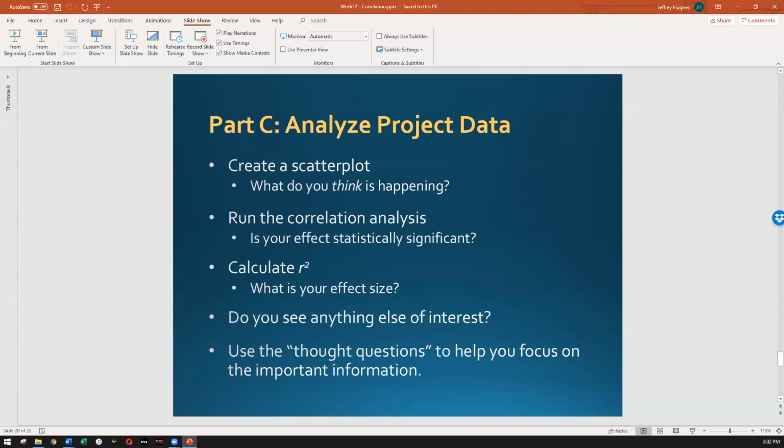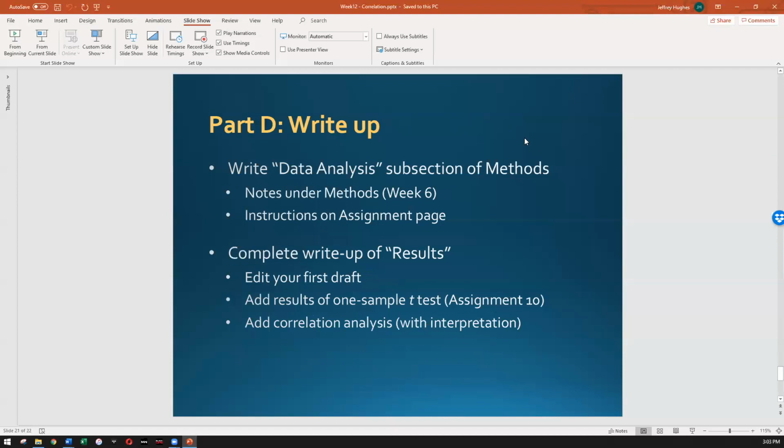If you look at assignment number 11, there's a couple thought questions. You don't have to actually answer these thought questions. They're more there to help you think about your data and maybe incorporate some things into your results and your discussion. If you do actually type up answers to these thought questions, I'll take a look at them and provide feedback, but just know you don't actually have to do it. It's more just for you to think about your own data. Part D, was there any questions about part C?